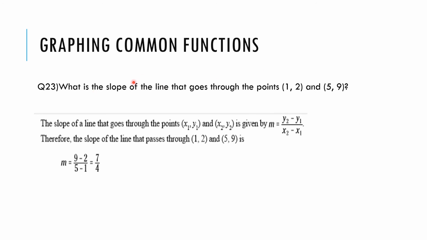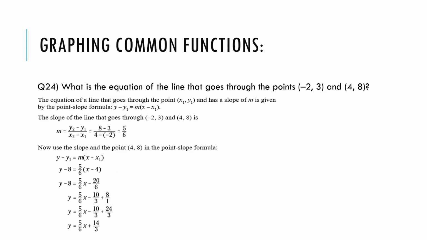Graphing common functions. What is the slope of the line that goes through the points 1, 2 and 5, 9? The slope of a line that goes through the points x1, y1 and x2, y2 is given by m equals y2 minus y1 over x2 minus x1. Therefore, the slope of the line that passes through 1, 2 and 5, 9 is given by 9 minus 2 over 5 minus 1, that is 7 by 4 is the slope of the line.